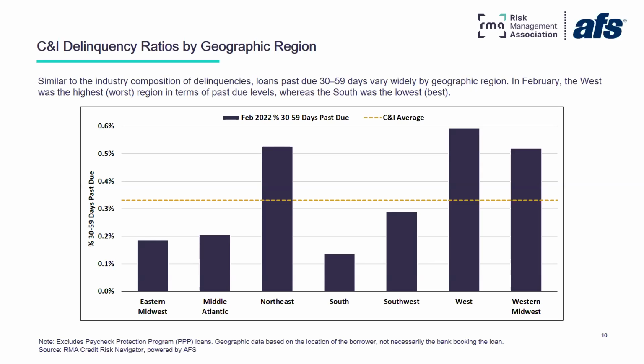So if a bank in Vermont makes a loan to FedEx, that borrower appears as being from Tennessee, or here it would be from, I think, the Eastern Midwest. By doing that and looking at 30 to 59 days past due, we're seeing elevated past dues on the East and West Coast, so the Northeast and the West. Good performance in the Heartland, the Eastern Midwest, the Mid-Atlantic, a little bit in the Southwest, and then the South is the best.